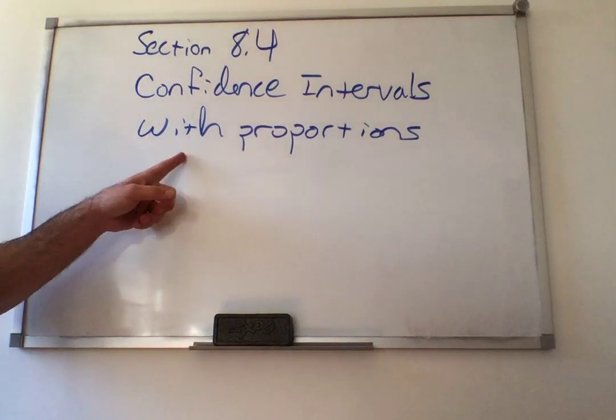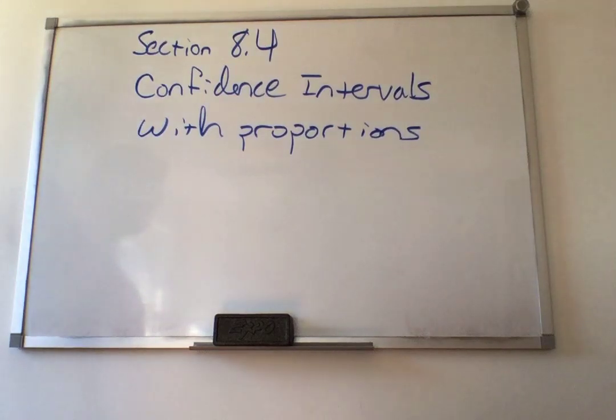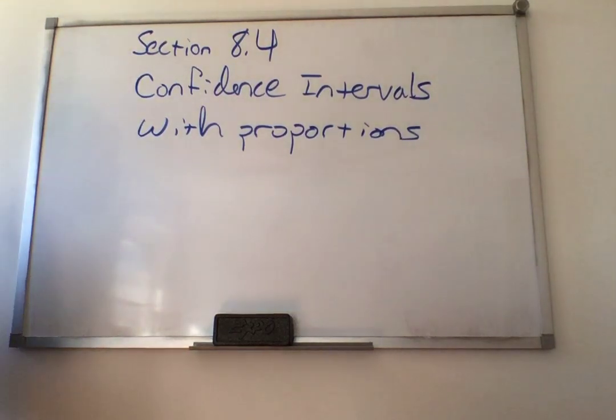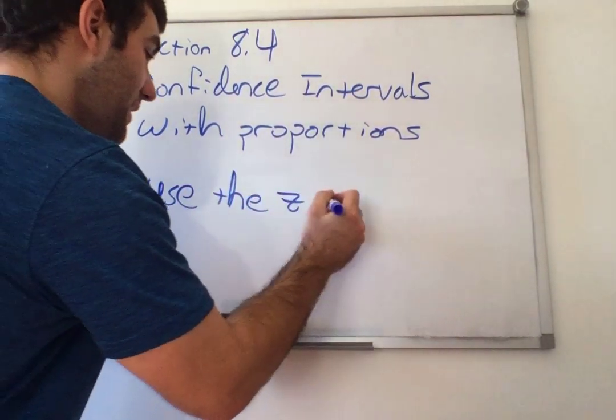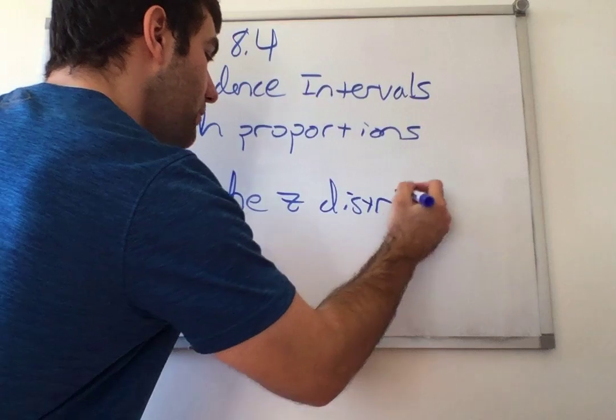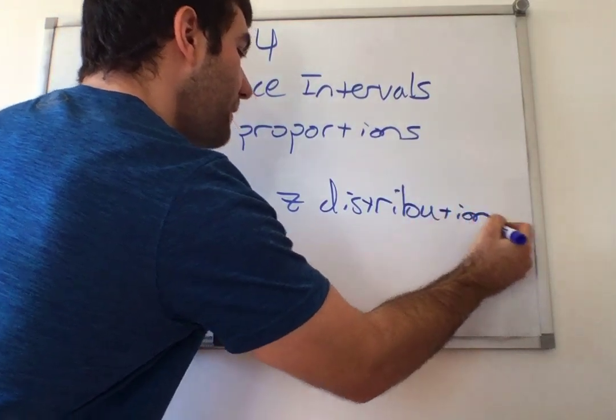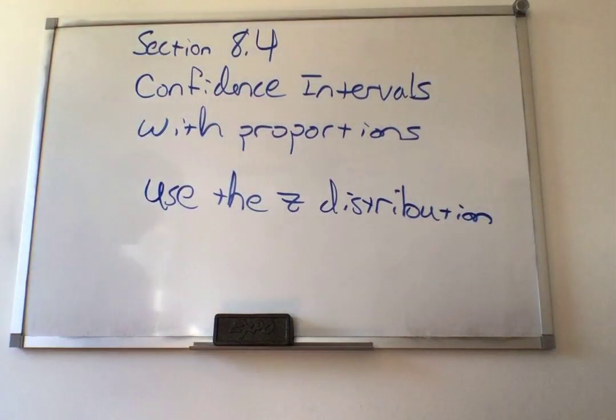Now, for confidence intervals with proportions, do we have to use another distribution? We have the z, the t. Is there a different distribution for proportions? No, we're actually going to use the z distribution. Okay?